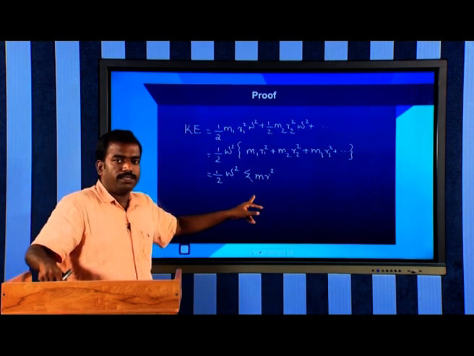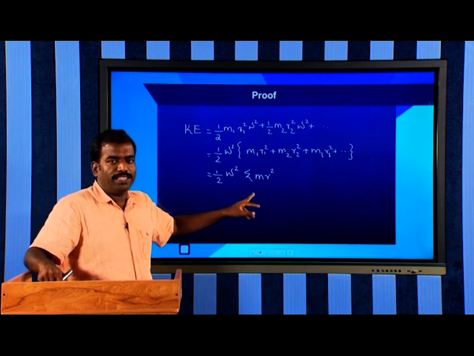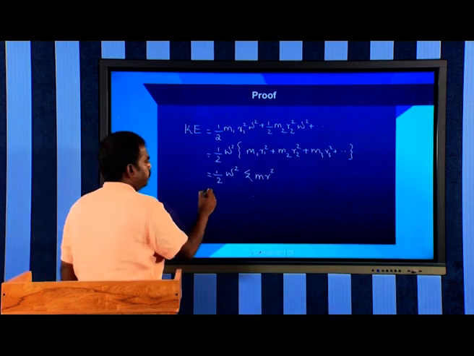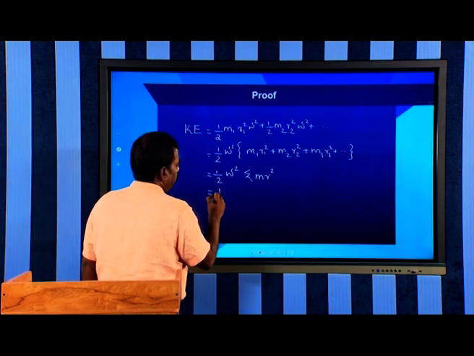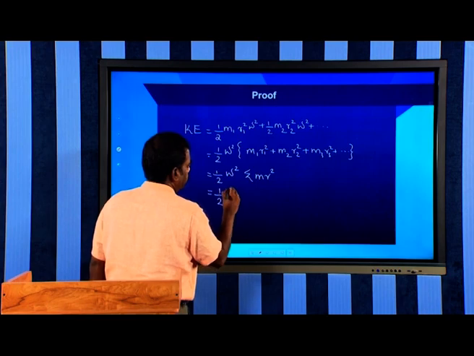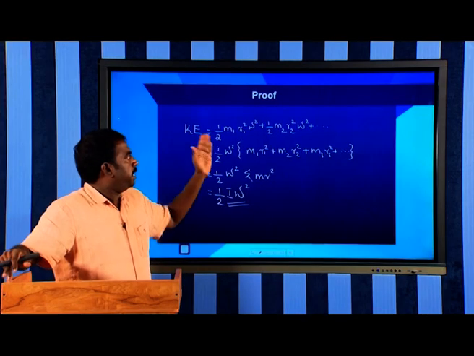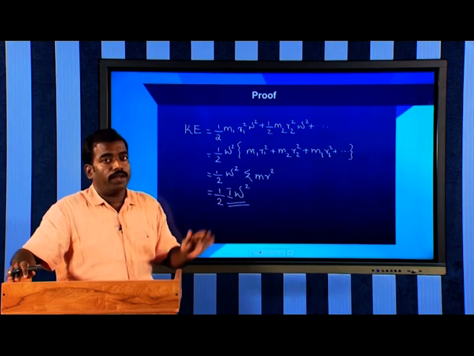And what is this? We discussed this in the first slide. It is nothing but the moment of inertia of the body. So, the kinetic energy of a rotating body is half I omega square. So, this equation is very important. The kinetic energy of the rotating body is given by half I omega square.